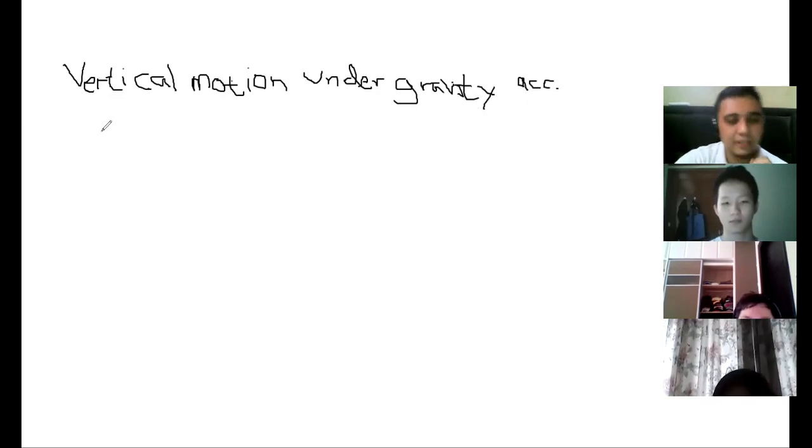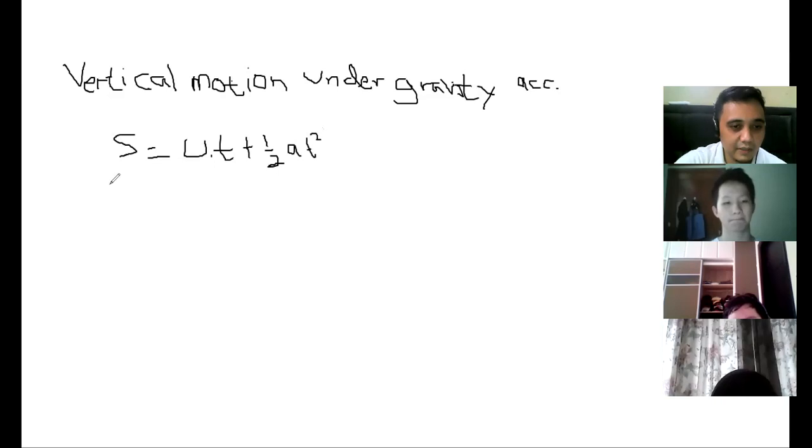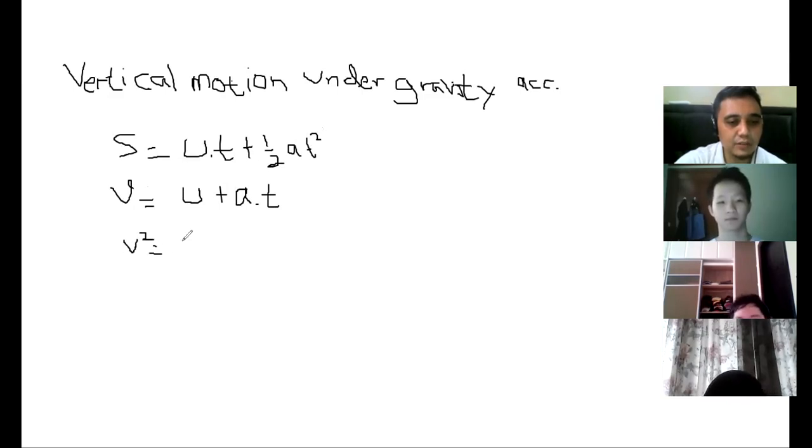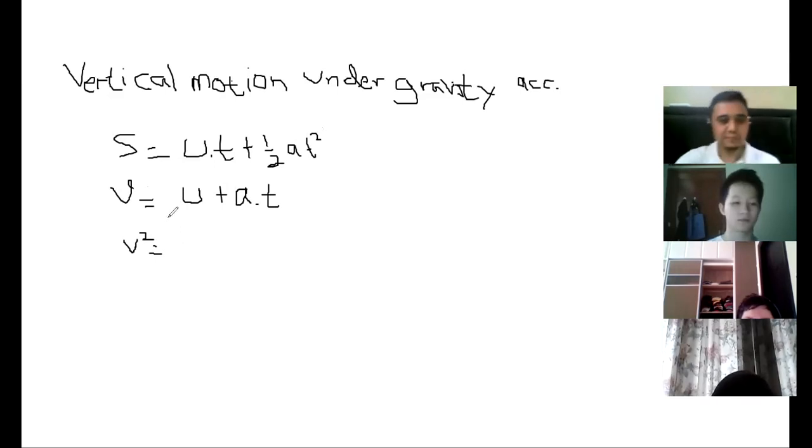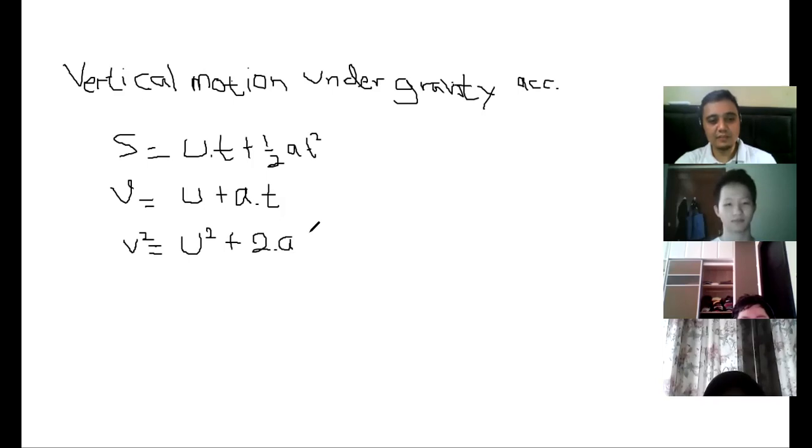If you look at the equations in accelerated motion, the first is how to find the distance, right? The distance equals initial velocity times t plus a half a t squared. Then final velocity equals initial velocity plus acceleration multiplied by time, right? The third is final velocity squared equals, what is the equation? Do you know? Final velocity squared equals initial velocity squared plus 2 times acceleration times distance, or displacement, right?